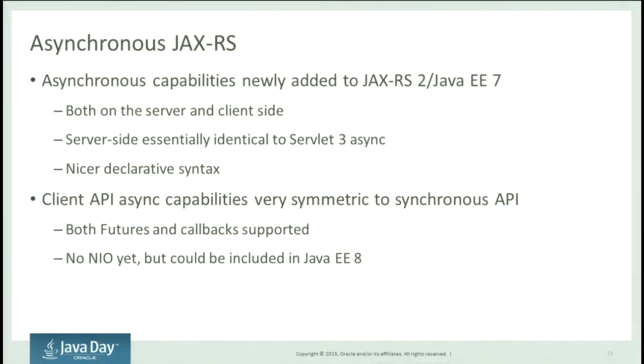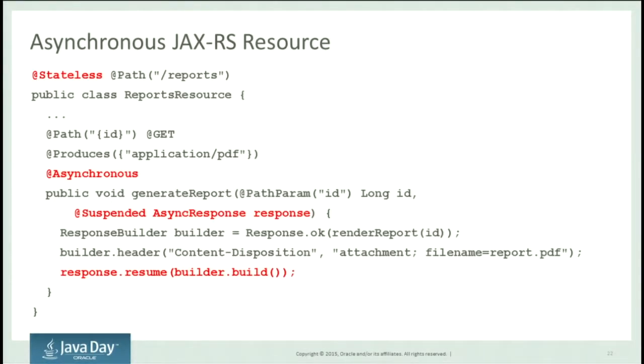However, there is no NIO support built into JAX-RS yet. So if you have large volumes of data that you need to write, unfortunately, you will still run into the blocking issues if you're using JAX-RS. But by and large, it's not an issue if you don't have large blocks of data to write. So how does it look like?